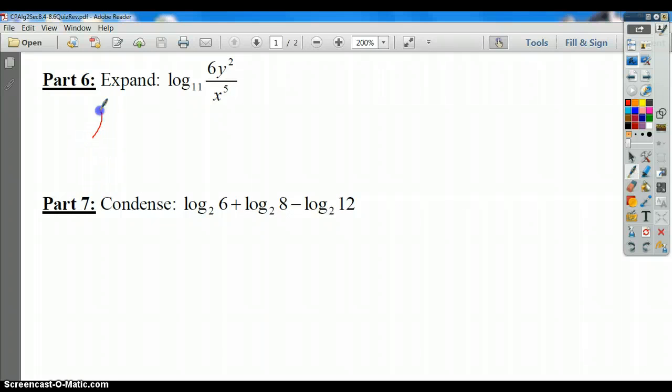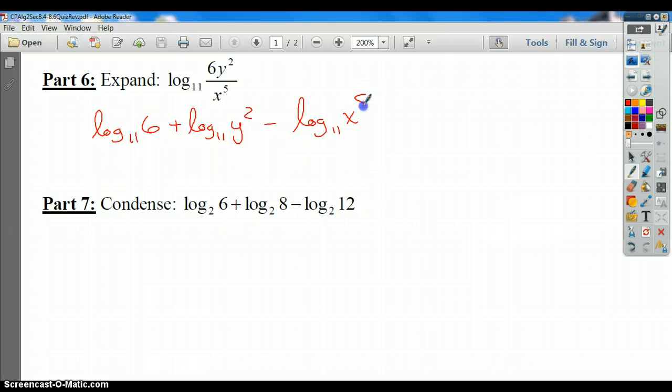So log base 11, we're going to take care of all multiplication and division first. Log base 11 of y squared minus log base 11 of x to the 5th. Now let's take care of our exponents, which are in blue. So these guys are going to go out in front. So I rewrite log base 11 of 6 plus log base 11 of y. Remember that 2 goes out in front. There she is.